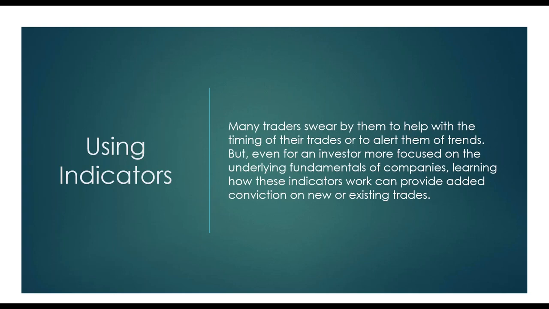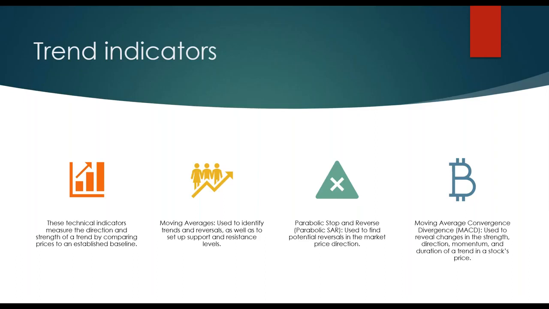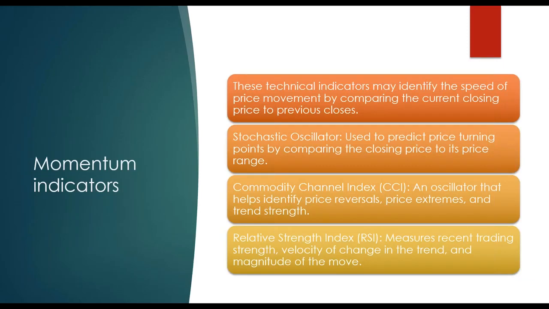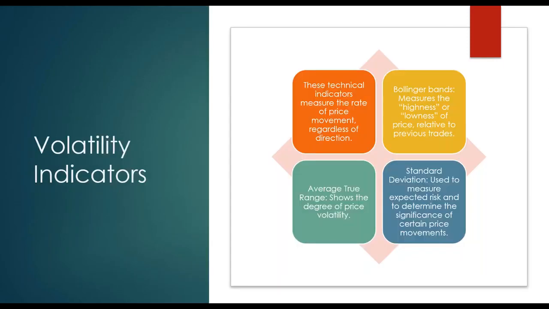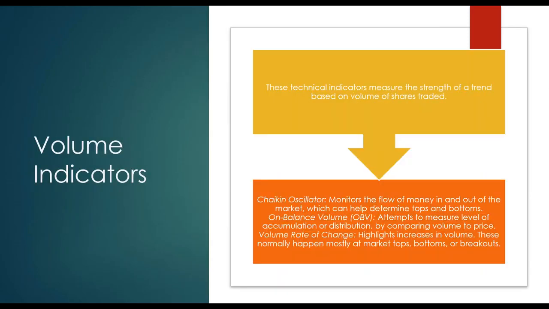Many traders swear by them to help with their timing of their trades and to alert them of trends. These technical indicators measure the direction and the strength of a trend by comparing price to an established baseline. We have things like moving average convergence and divergence, known as MACD, parabolic stop and reverses. Okay, we have momentum indicators, we have volatility indicators, we have volume indicators.